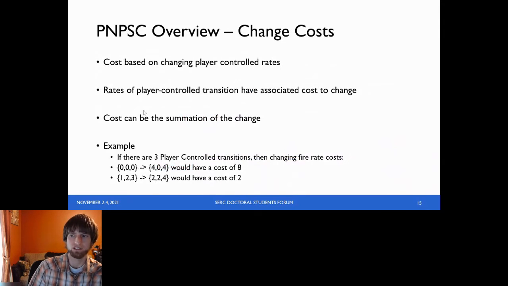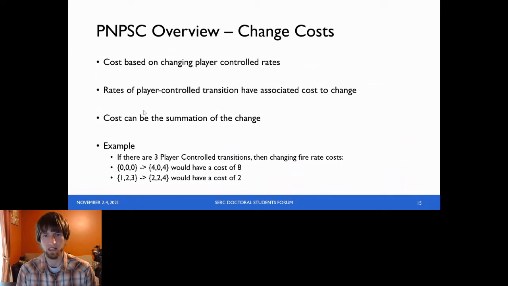The second cost is associated with the player changing the fire rates of the transitions that they control. Again, this does not have to be a summation, but for this example, we're going to use the summation. Let's say that a player has 3 transitions that they can control. If all 3 transitions have a fire rate of 0 and the player changes the fire rates to 4, 0, 4, the total cost would be 8. If those same 3 transitions had fire rates of 1, 2, 3 and the player changed them to 2, 2, 4, the total cost would be 2.